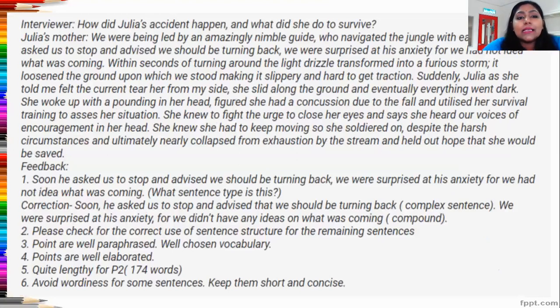Now next, it's all about how Julia's accident happened. If you look at all the keywords here, first of all, it's a description about the tour guide or the jungle guide. And then you have ideas like drizzling and then transforming into a furious storm, and then she ended up losing her footing, and the ground was very slippery. So all these answers are related to the first focus of the question, which is how the accident happened and how did she survive. What did she do to survive?